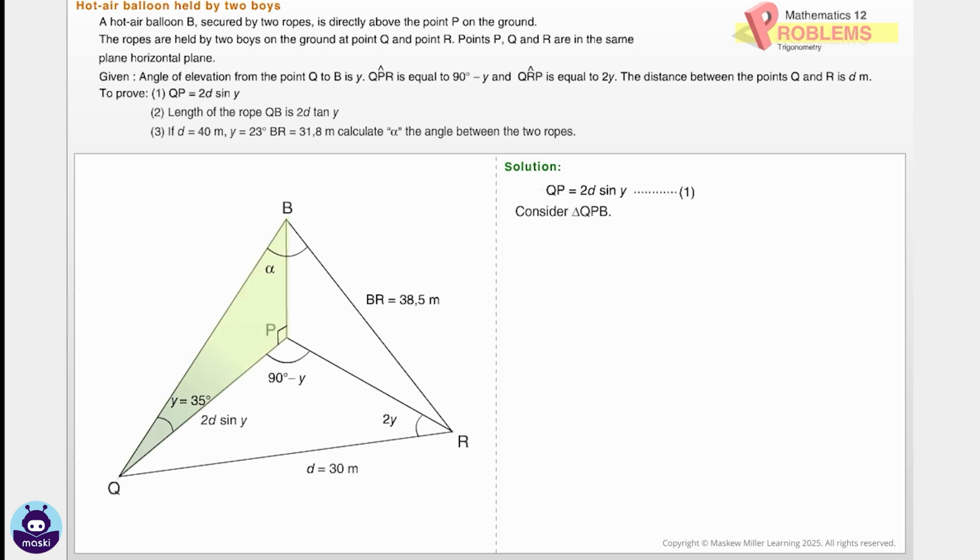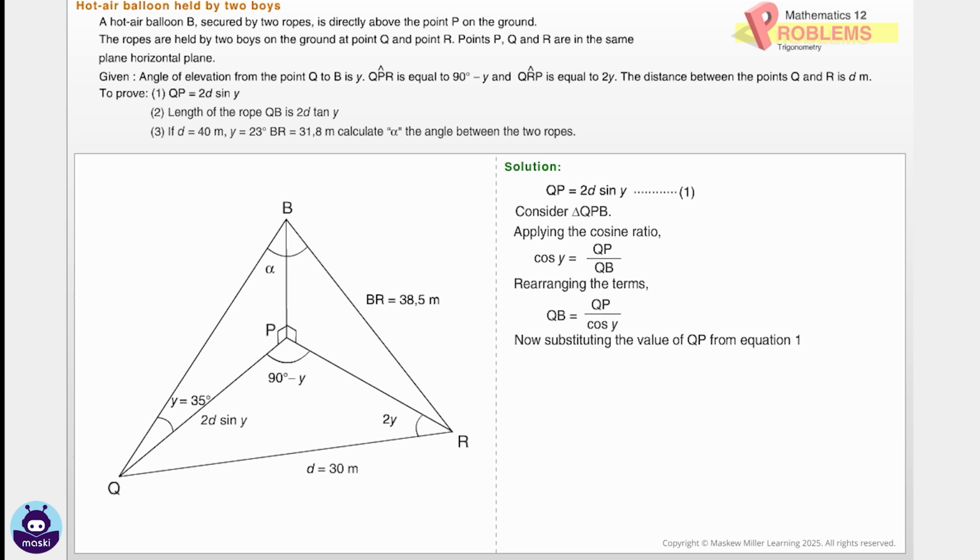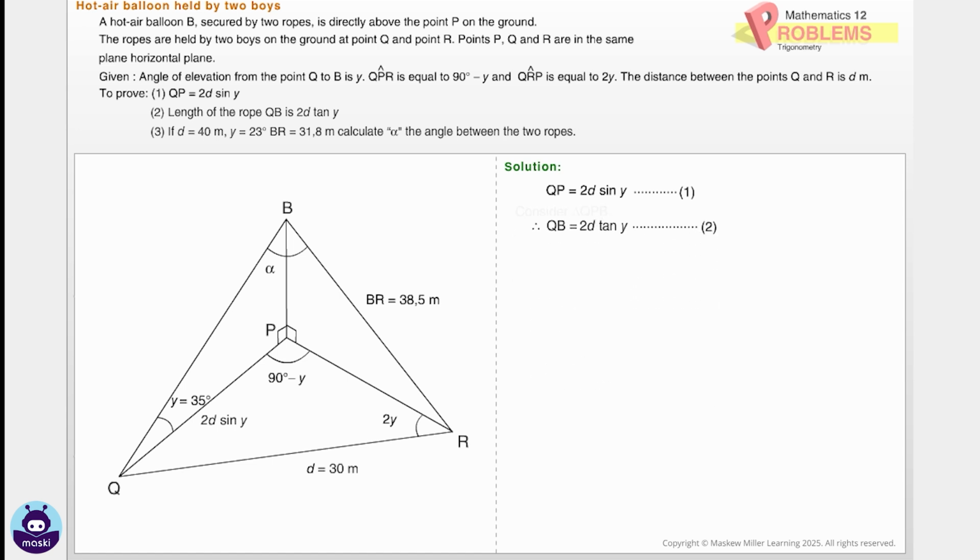Now, let us consider triangle QPB. Applying the cosine ratio, cos y equals QP over QB. Rearranging the terms. Now, substituting the value of QP from equation 1, QB equals 2d sine y over cos y. Therefore, QB is equal to 2d tan y.